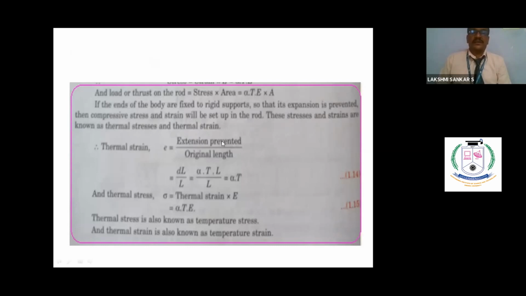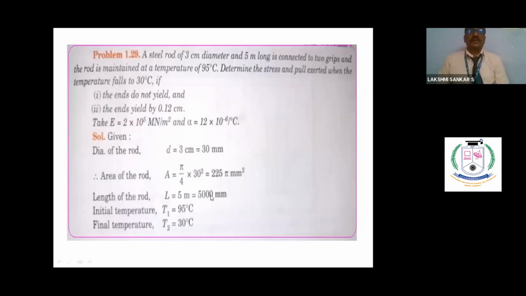The thermal strain is the extension prevented divided by the original length. What is the extension prevented? Delta L. And what is the original length? L. Therefore, alpha T is going to be the thermal strain. The thermal stress will be thermal strain into E, which is alpha T E. Okay, as we discussed.